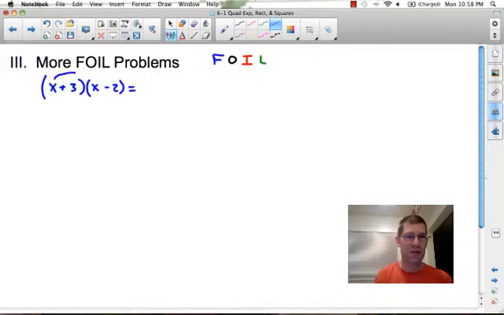So when we're doing the first, that's just the x times the x, and that gives us an x squared. Why not? I'll write it here. So that's my first. Then I do my outside, which will be the x times this number.